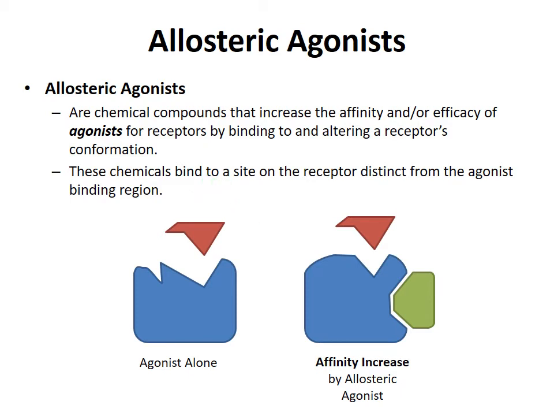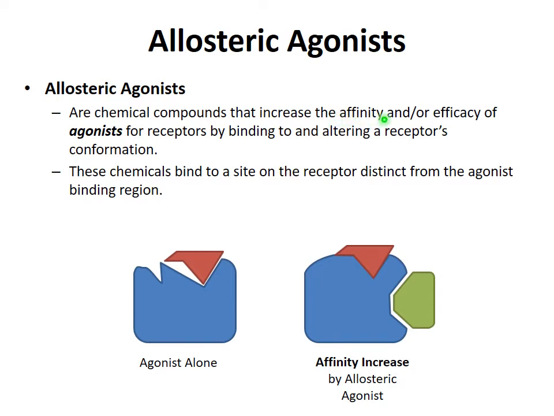So I have just a really quick animation here to show you if we had agonist alone at a given receptor, it might look like this. It kind of fits, but it's not perfect. If I give an allosteric agonist, it's going to bind to a different site on the receptor here. And that will change the conformation of the receptor by definition because it's an allosteric agonist. That conformational change, if it gives a better fit or complementary shape to the agonist, will give a higher affinity. So that's just that example here, a higher affinity.